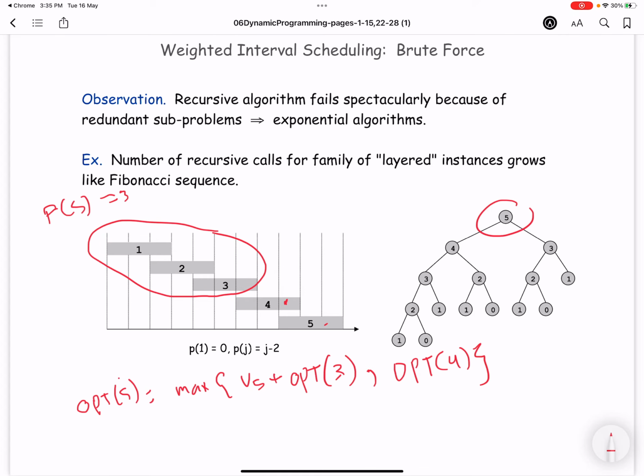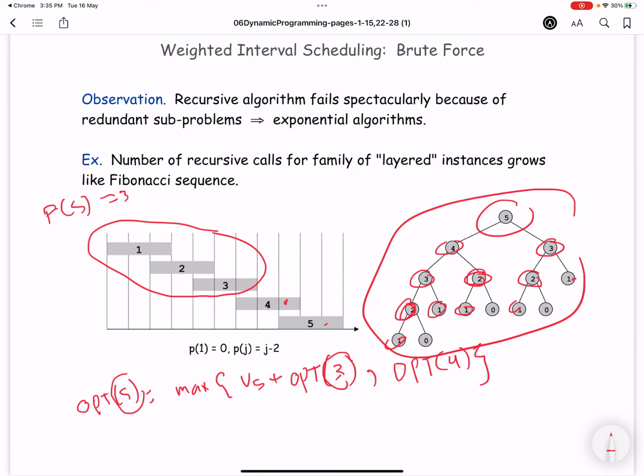So to compute opt 5, we need to compute opt 3 and opt 4. To compute opt 4, you need opt 3 and opt 2. To compute opt 3, you need opt 2 and opt 1. If we keep computing, you see, for example, opt 2 you compute many times, and opt 1 you compute many times. So that's why we get exponential time.